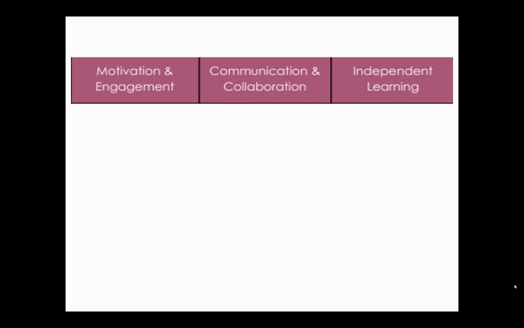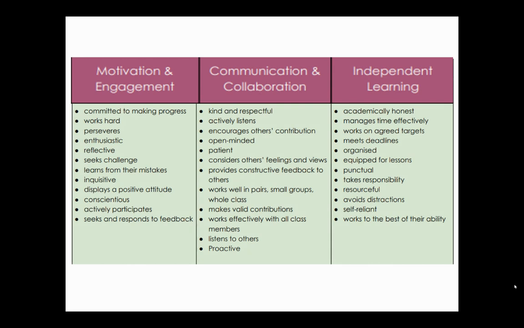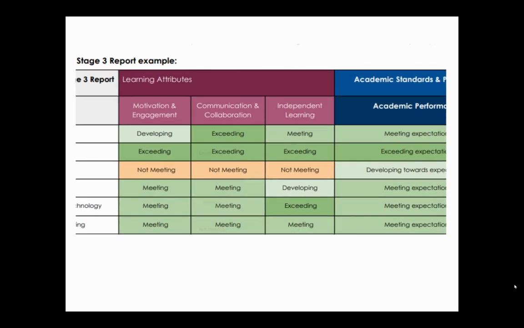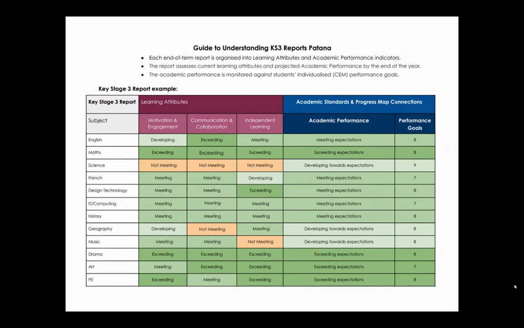Here is a more detailed list of the characteristics that teachers look for when drawing conclusions about the learner attributes. Pause the video and take a moment to examine the list. Teachers assign a judgment to each of the learner attributes based on one of four indicators. Meeting. We have high expectations of all our students, and therefore the expectation is for students to be meeting these.